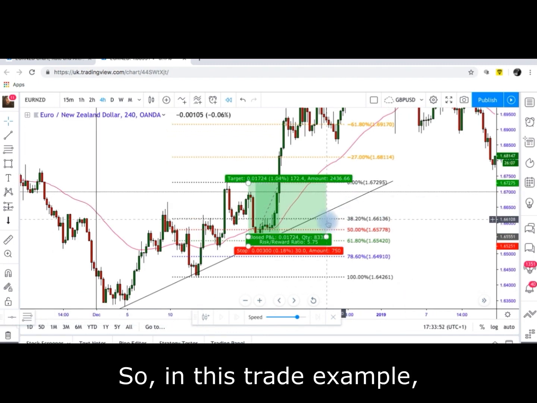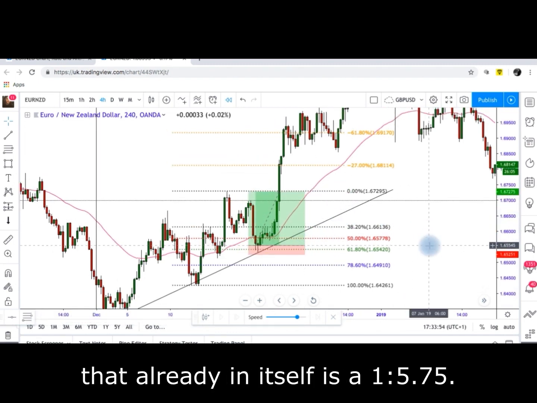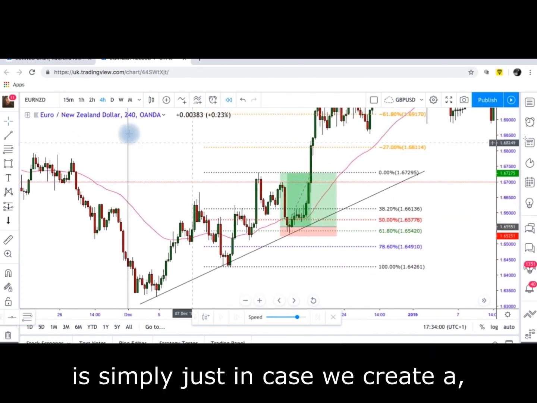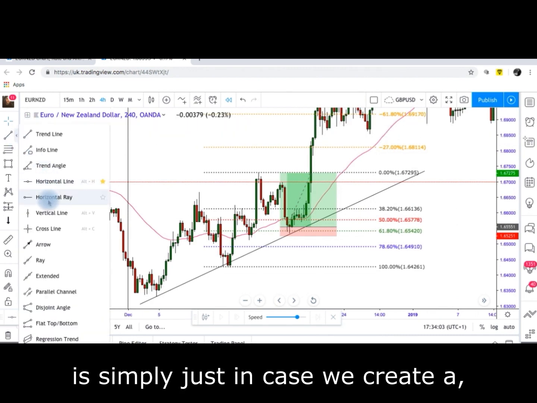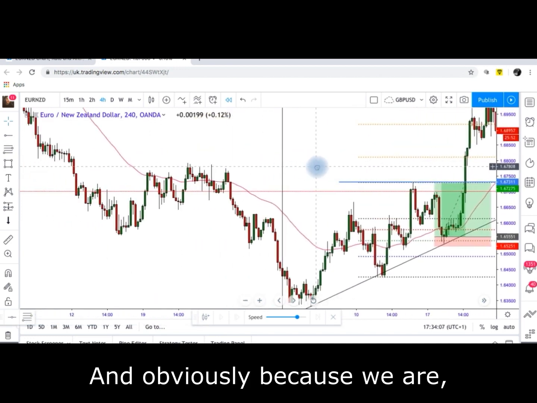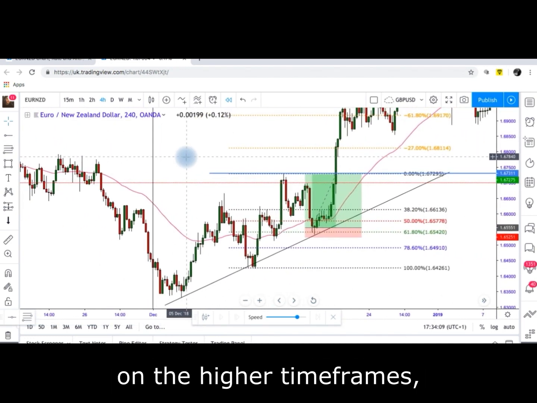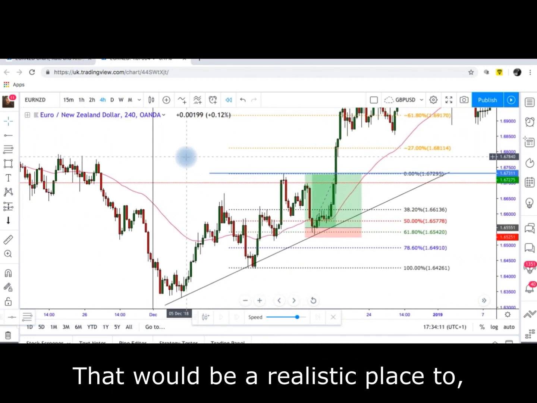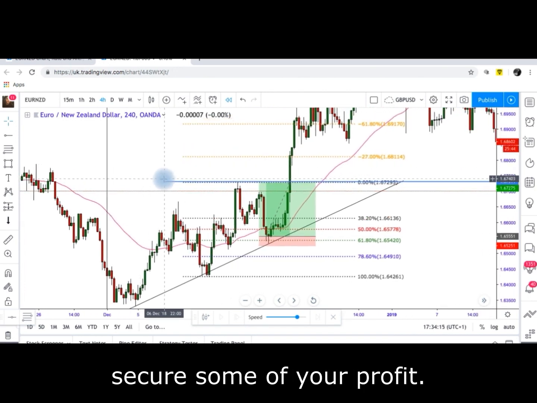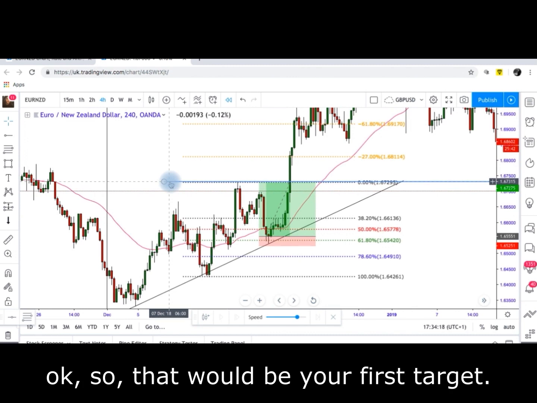So in this trade example, that already in itself is a 1 to 5.75. Now the reason why we take off 50% of our trade at 0% is simply just in case we create a double top. And obviously, because we are in the grand scheme of things looking bearish on the higher time frames, that would be a realistic place to secure some of your profit. Okay, so that would be your first target.